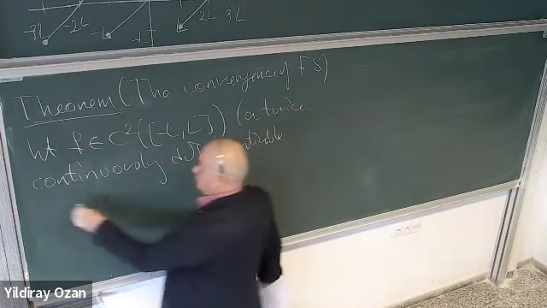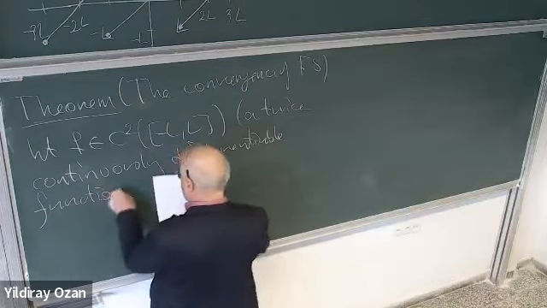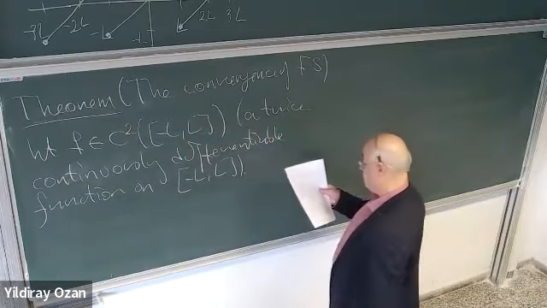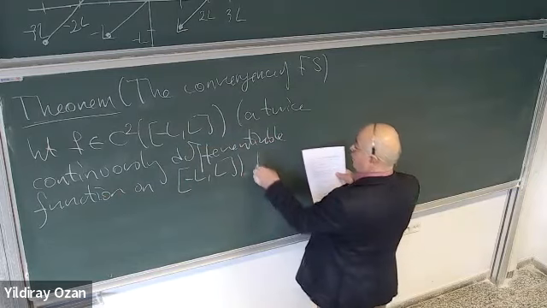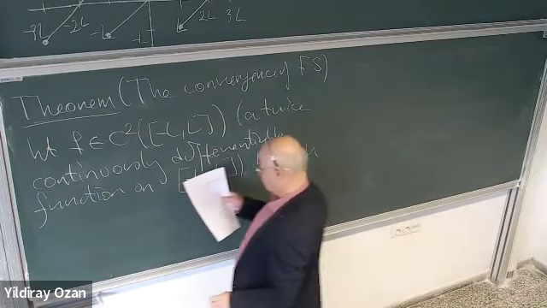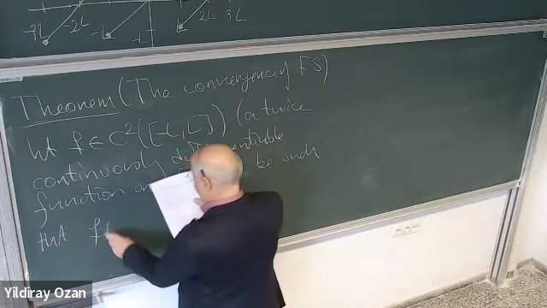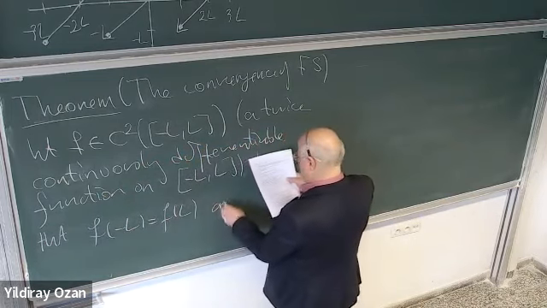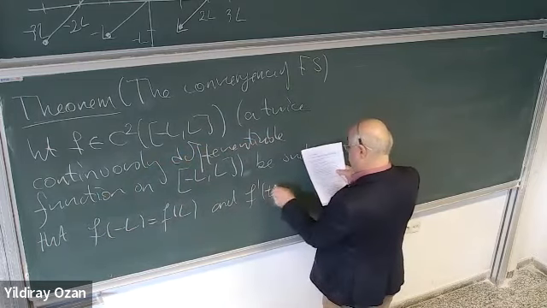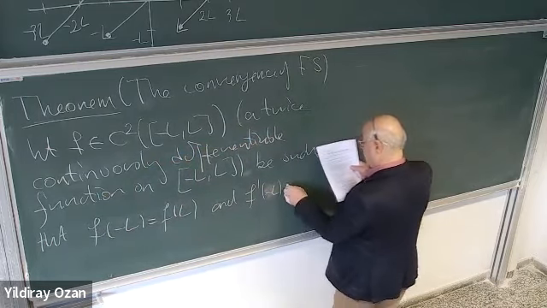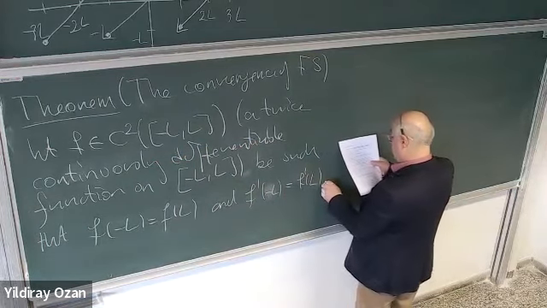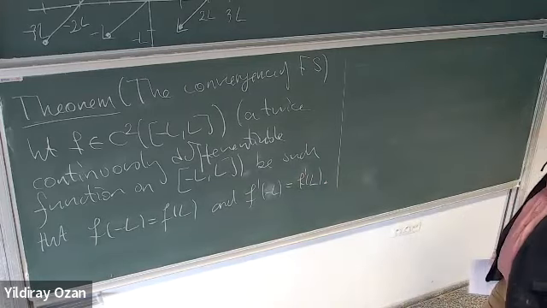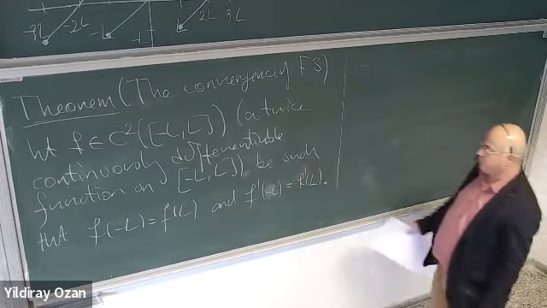Function on minus L, L. Be such that f of minus L equals f of L, and its derivative at minus L equals its derivative at L. So both the endpoints and the derivatives at the endpoints agree.